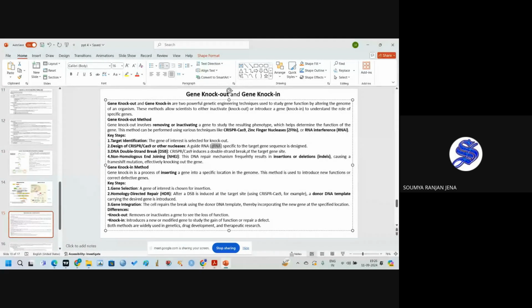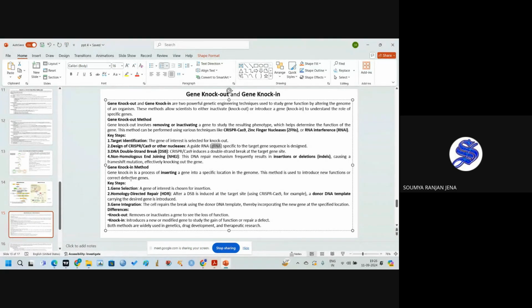It will cut the double strand of the target gene, and after cutting, our DNA repair system is there. The repair is non-homologous end joining. This DNA repair mechanism frequently results in insertion or deletion, causing a frameshift mutation, and this frameshift mutation effectively knocks out the target gene.